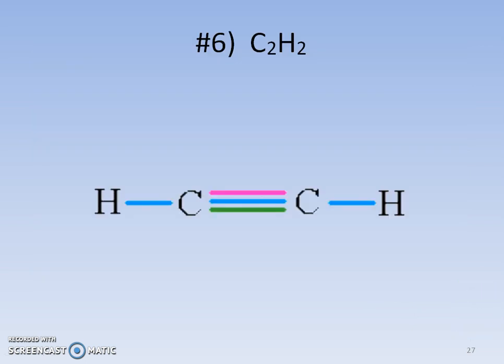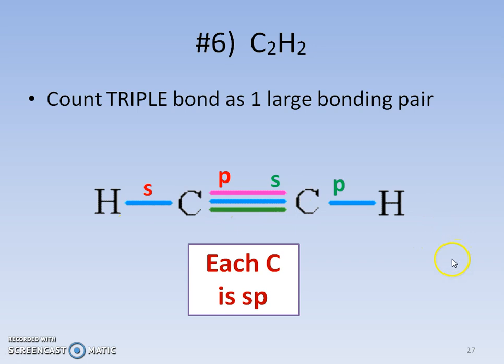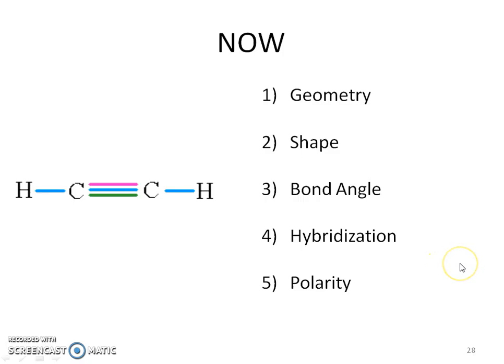Now we have a triple bond. I specifically made sure to have, again, single, double, and triple bond so you see the difference. And remember that those areas are still considered just one electron domain, or one large bonding pair. And again, both C's are the same, which is nice. Now can we do these questions?